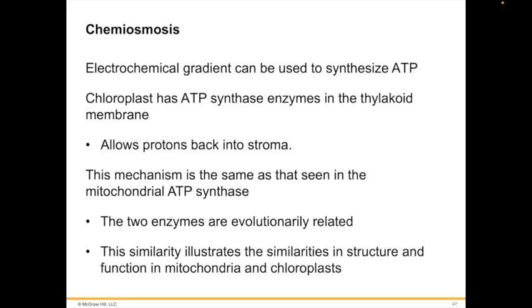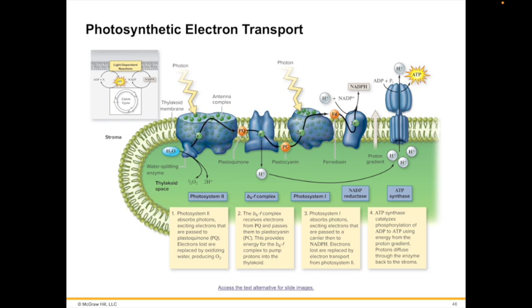And you can see that very same process shown here in figure 8.15. The stroma contains enzymes that catalyze the reactions of carbon fixation, the Calvin cycle reactions.